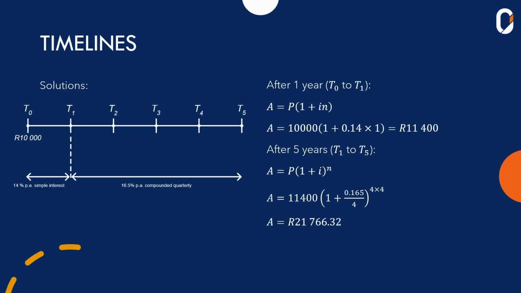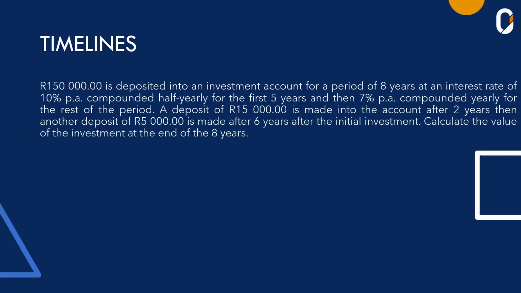Now, here, for the number of years, we calculate from T1 up until T5, not from T0, because from T0 to T1, that is simple interest. We are interested from T1 up to T5, and that is 1, 2, 3, 4 years. And hence, the number of years here is 4. And that will give us an accumulated amount of 21,766 rands 32 cents.